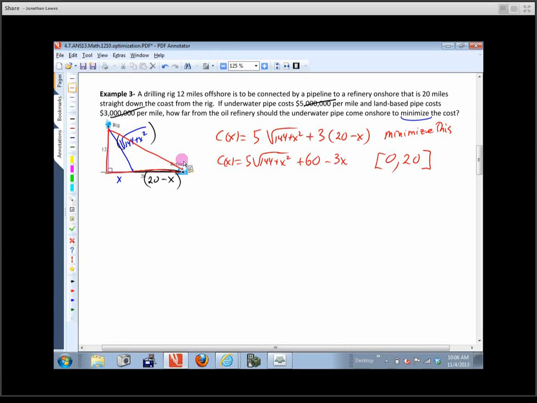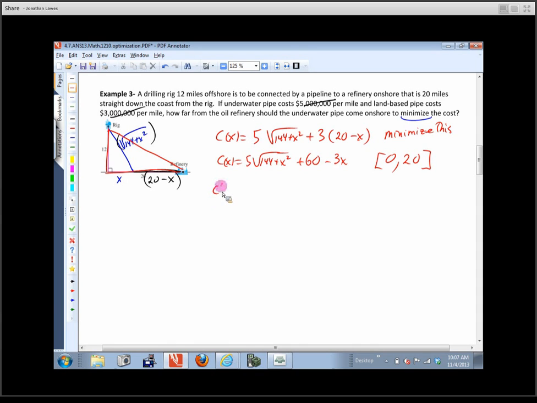Every mile we lay is $5 million. So that could be really expensive. And maybe one of those is the best answer, or maybe something landing in between. We want to figure out what x is. x has got to be a number between 0 and 20, including the endpoints. We're going to check those. Any questions there? Okay, let's go ahead and find the derivative.